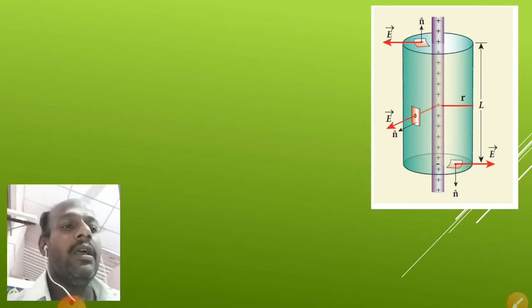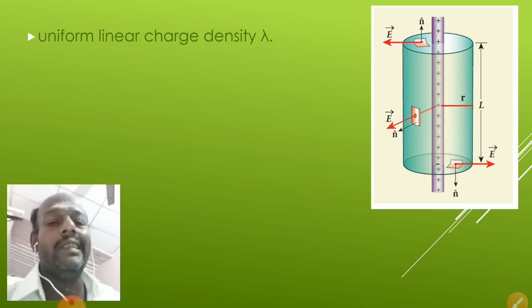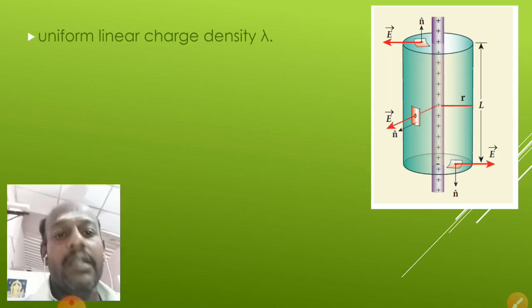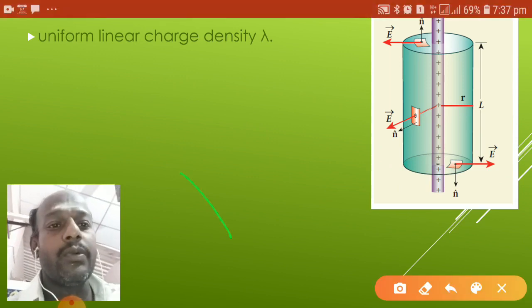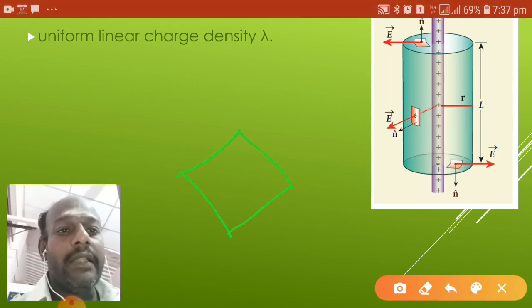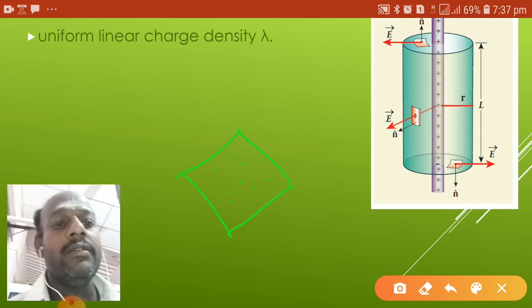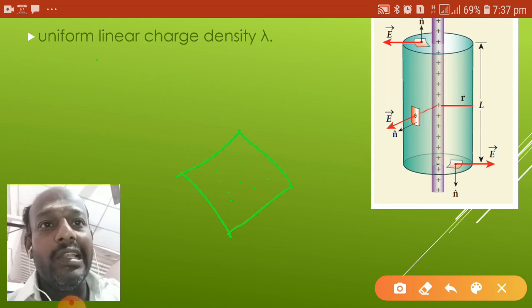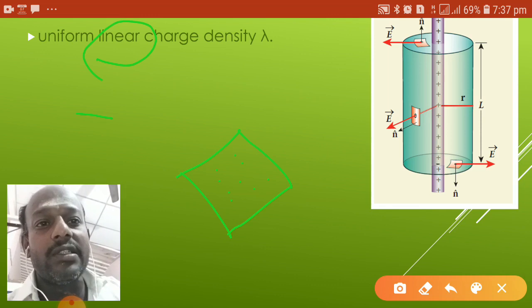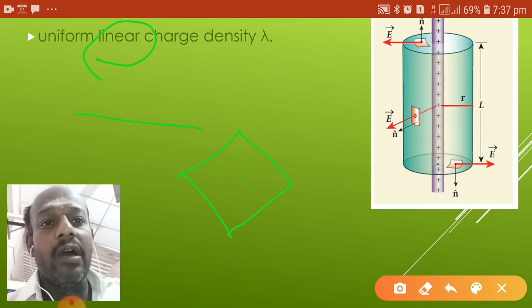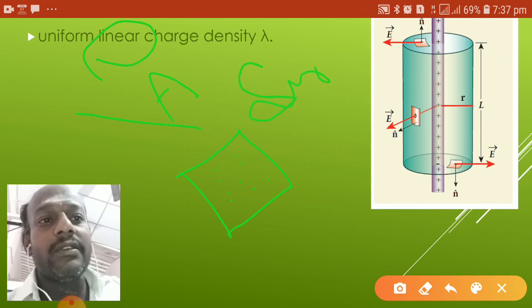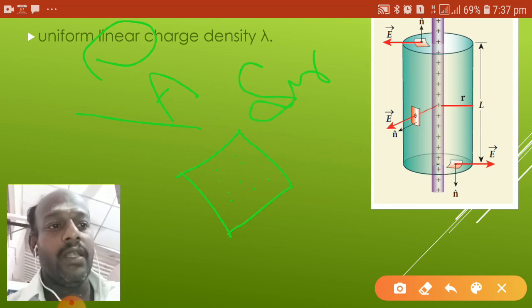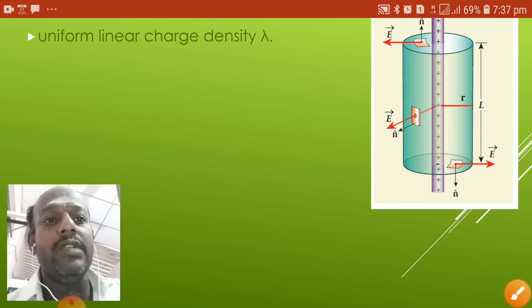Next, we are introducing a special term, the linear charge density. What is linear charge density? Suppose I take any region, how the charges are distributed in it. We know that density is nothing but the mass per volume. Here, since it is a linear charge, I have to consider the length. Suppose it is a surface, I have to take the area, and if it is a volume density, the volume. By the way, we are introducing the term linear charge density.